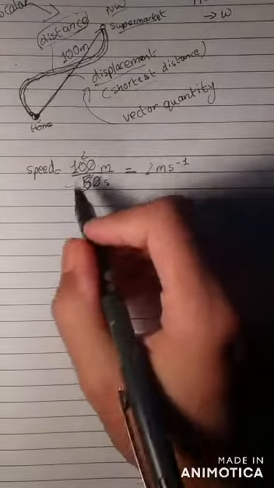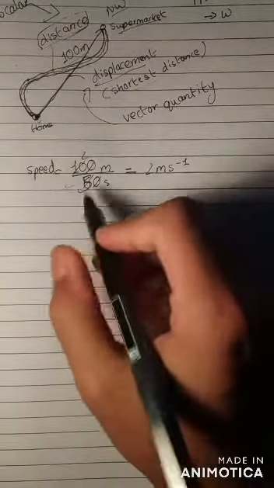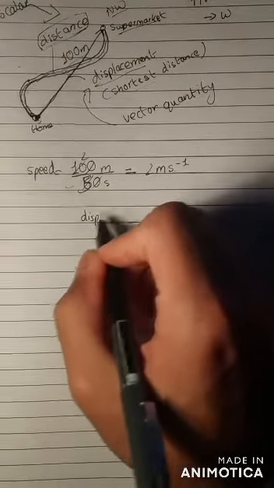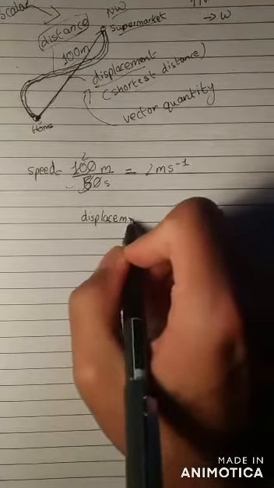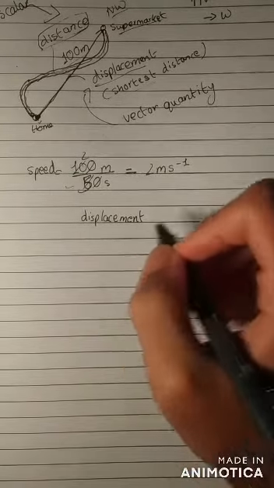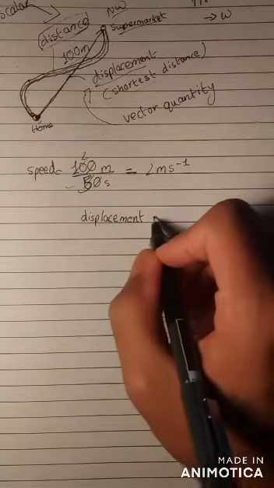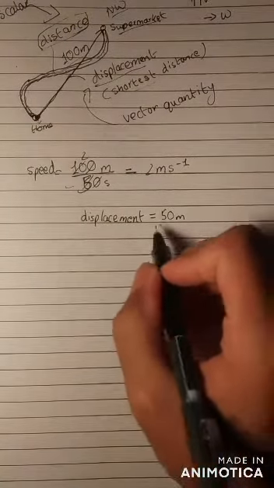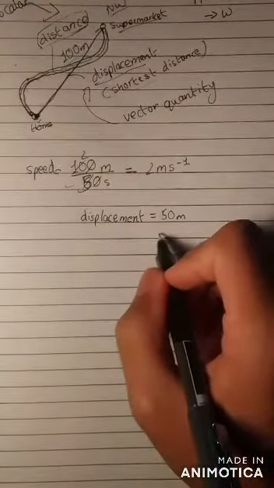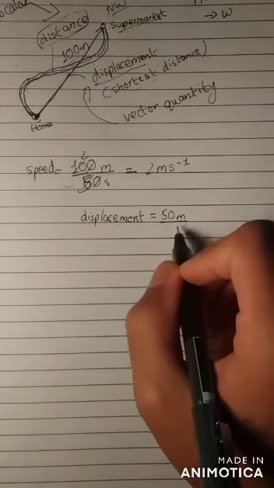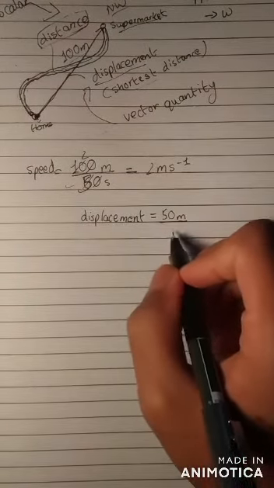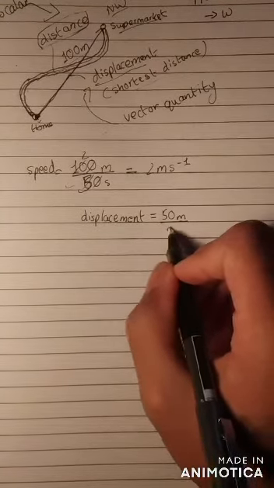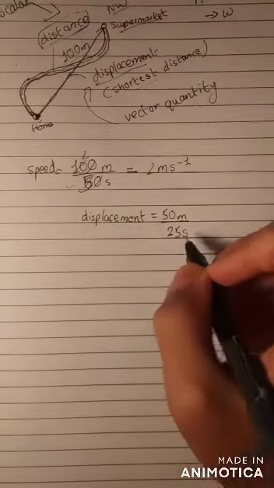Now what would be the result if I put in displacement? Now, as I said, displacement is always smaller than the distance. Let's suppose displacement was 50 meter. So it would have taken me half the time.